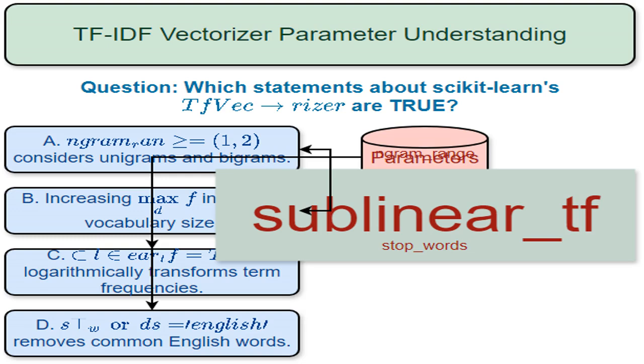If you set sublinear_tf equals true, I apply a logarithmic transformation to the term frequencies. That is, the more frequent a word, the less extra weight it gets. This helps prevent very common words from dominating the analysis and obscuring less common but potentially more important ones.